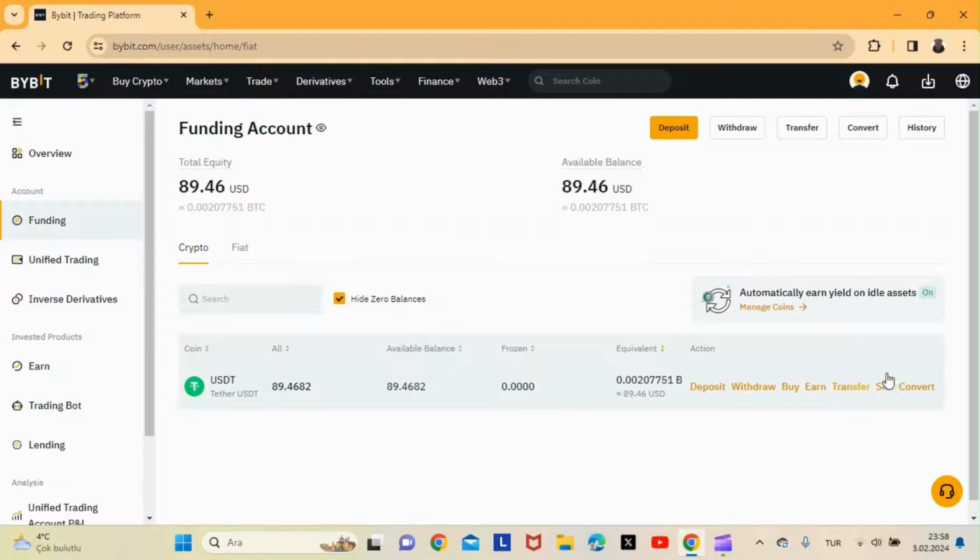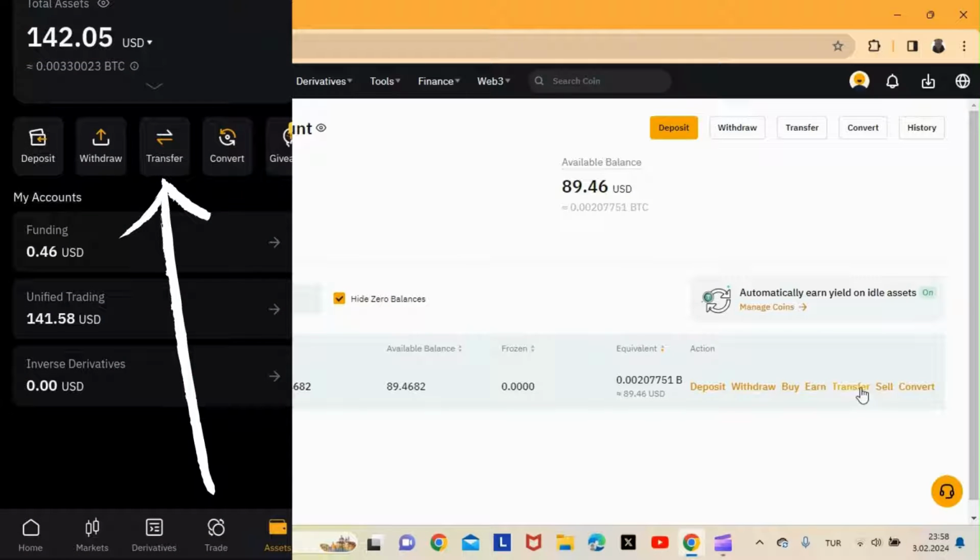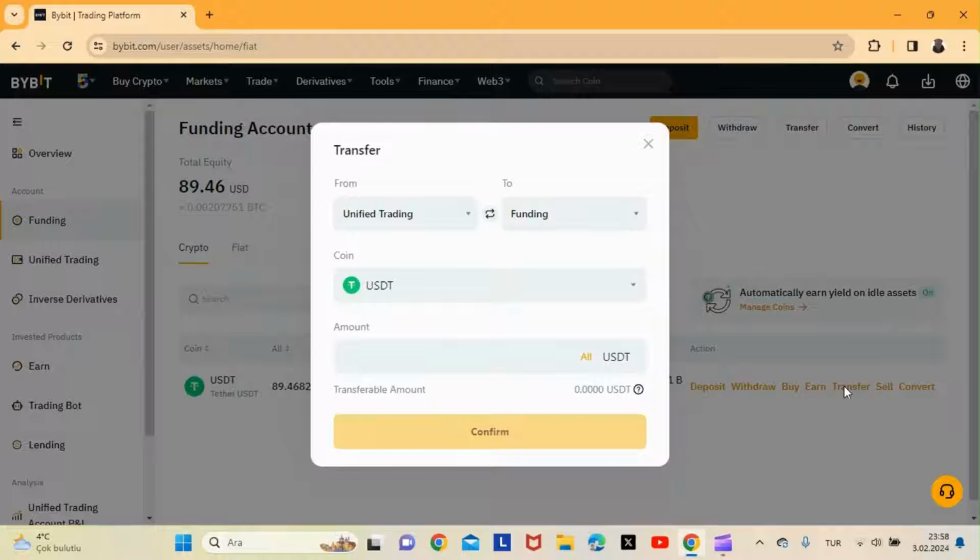If you are using your phone, it's going to pop up on the screen. You just follow the process, tap on transfer. And you can see basically here from unified to funding. You just have this arrow in the middle. So it's going to be from funding to unified, because you want to send funds into your unified account.